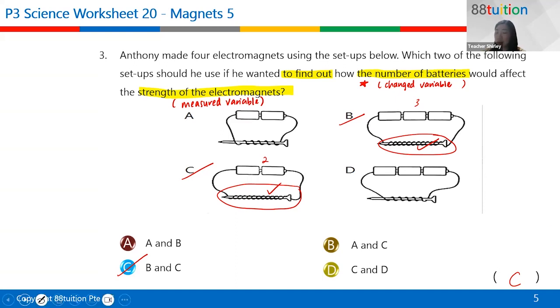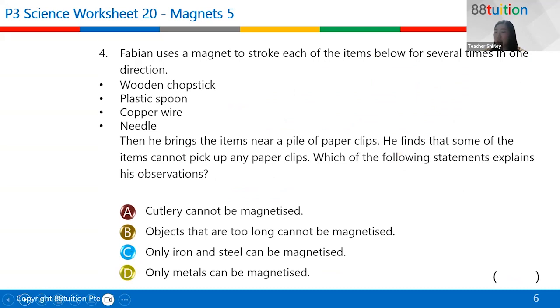Okay, now next one. Fabian uses a magnet to stroke each of the items below for several times in one direction. Then he brings the items near a pile of paper clips. He finds that some of the items cannot pick up any paper clips. Which of the following statements explains his observations? Okay, so which one cannot pick up any paper clips?